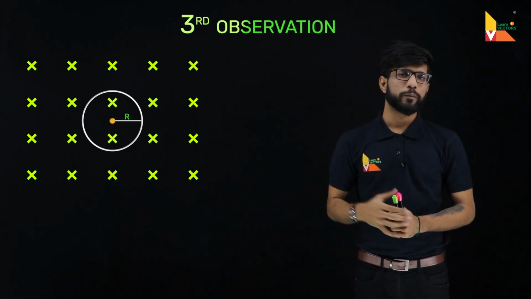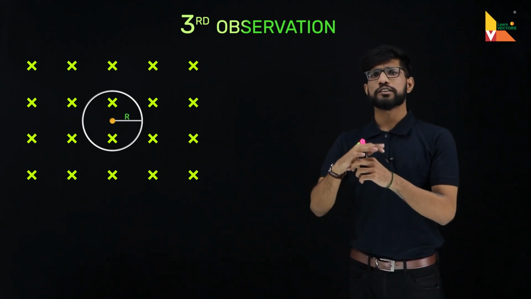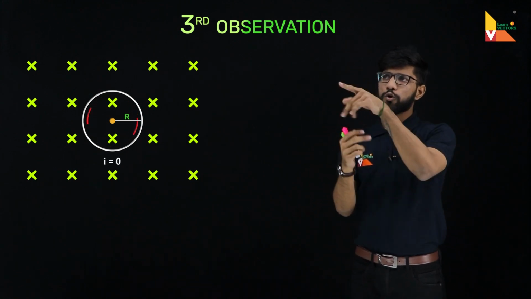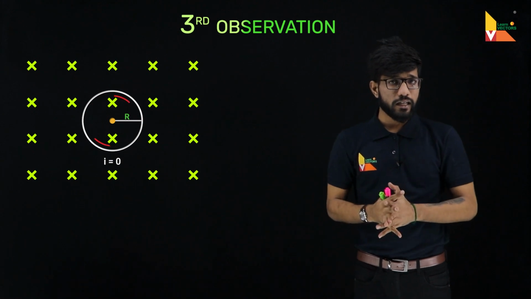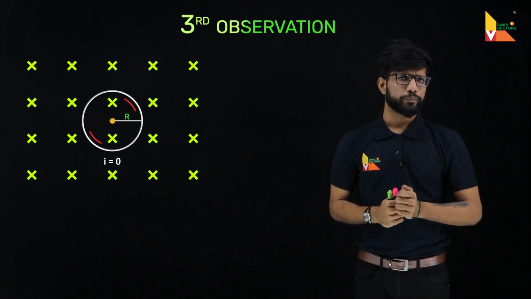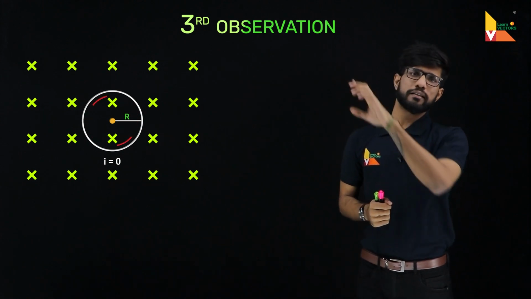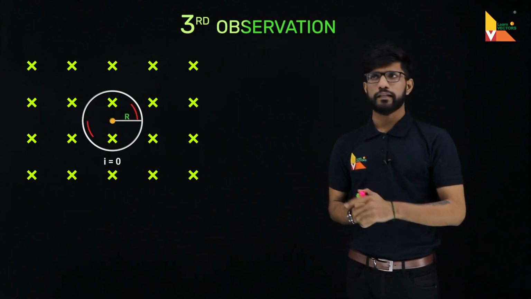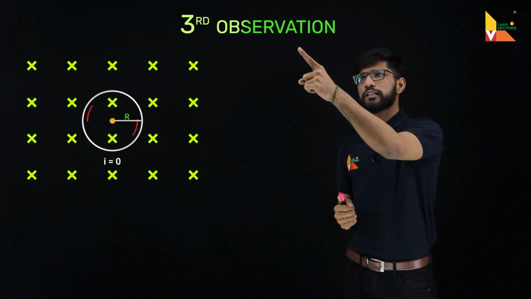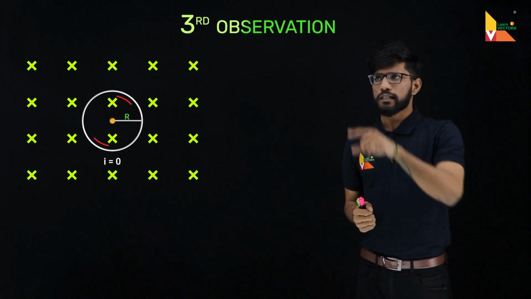Now our third observation: we kept the same loop in the magnetic field, and I started rotating it, right? I am not changing the radius now, I am not changing the value of the magnetic field now, but I am just rotating that loop along this axis, right?